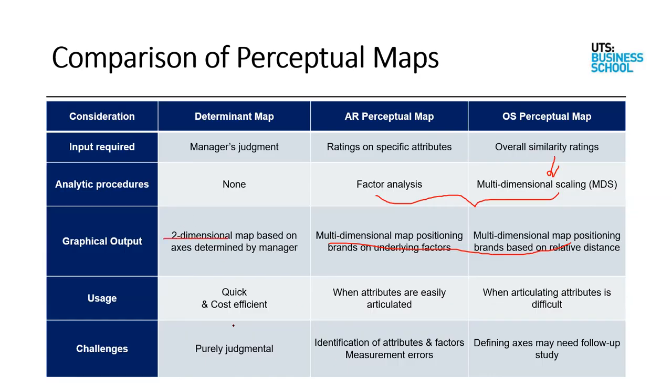And the usage is, determinant maps are quick and cost efficient because you're doing it at the company level. The other types of perceptual maps are important. So you ask the consumers to rate when the attributes are very easily articulated. But if they are difficult, then you would use what we call a similarity rating. So the overall idea is that it's easier for consumers to rate 2 brands, compare the 2 brands as to how similar or different they are, compared to rating their attributes, okay?